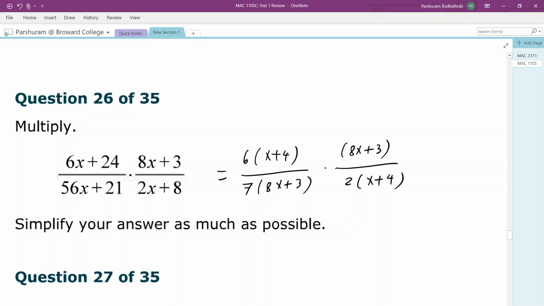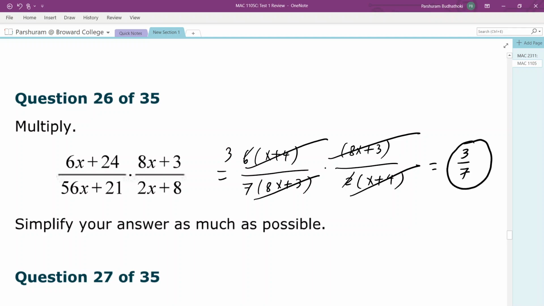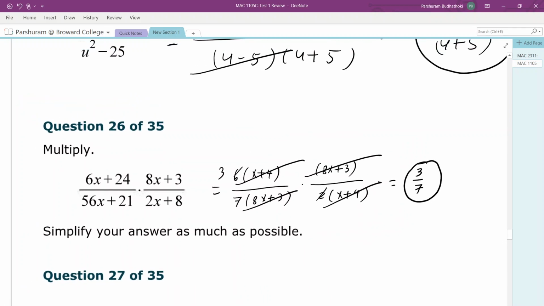Now after that, let's cancel the common factor x plus 4 and x plus 4 from top and bottom, and 8x plus 3 and 8x plus 3 from top and bottom. And there is also 6 on the top and 2 on the bottom, so we can cancel 2 times 3 is 6. So finally, after that cancellation, the leftover will be 3 over 7 only. That's the multiplication of these two rational expressions.